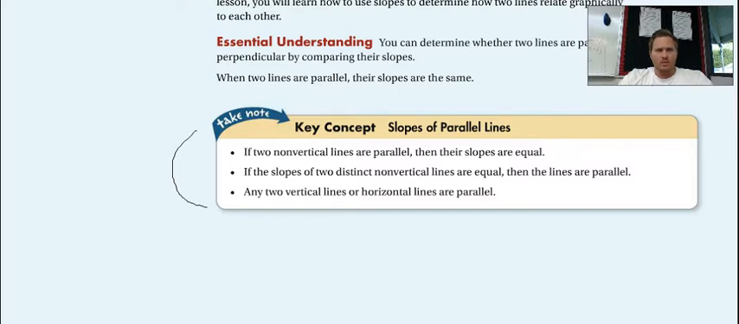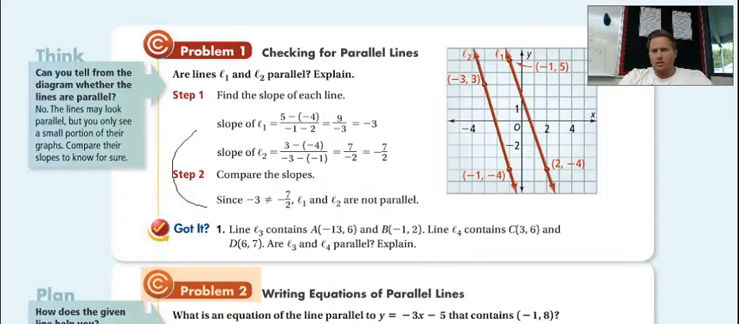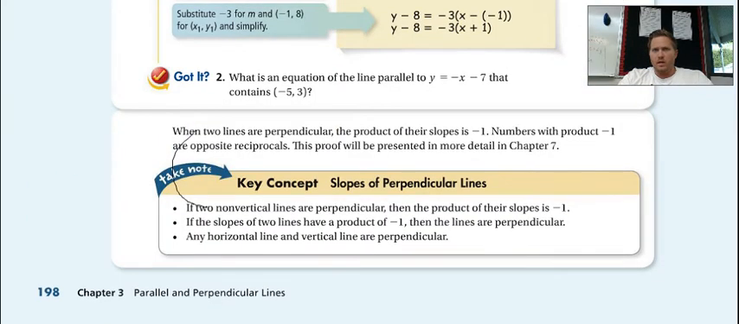Okay, so let's go on to our next page, and we will copy everything in this one. So how do we know if lines are perpendicular? It says if two non-vertical lines are perpendicular, then the product of their slopes is -1. If the slopes of any two lines have a product of -1, then the lines are perpendicular. Any horizontal and vertical lines are perpendicular. So if we multiply their slopes together and we get -1, then they are perpendicular.